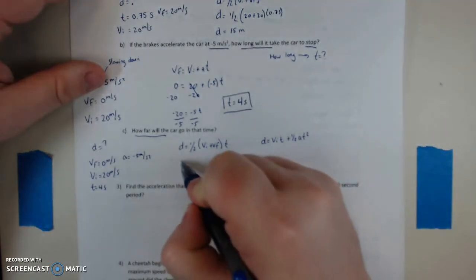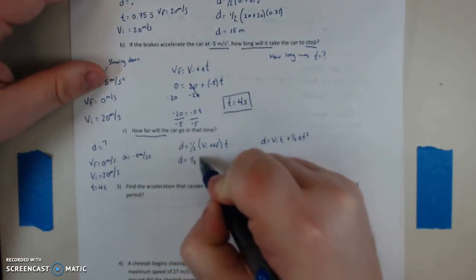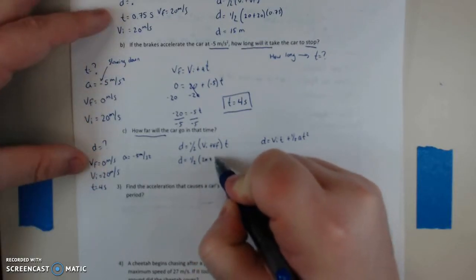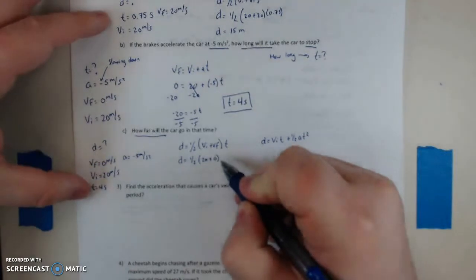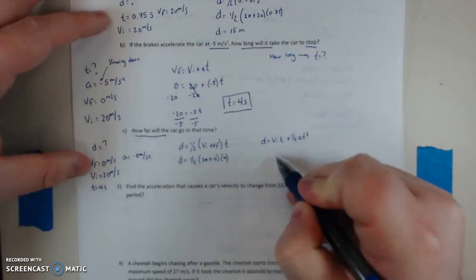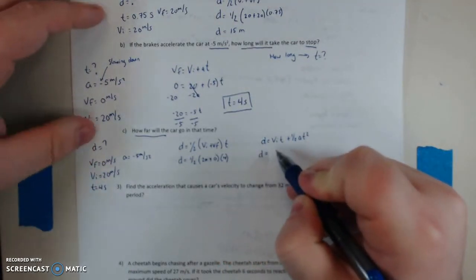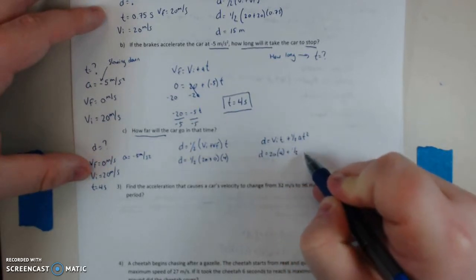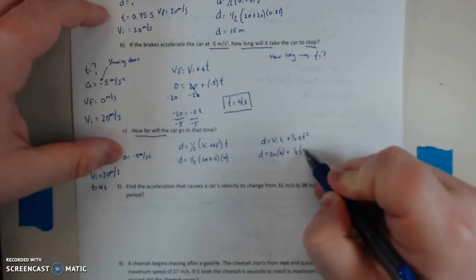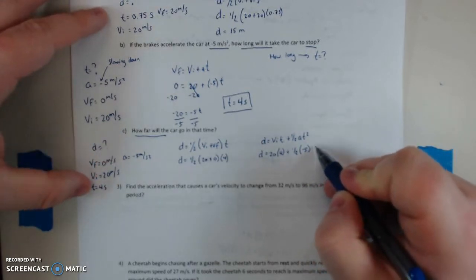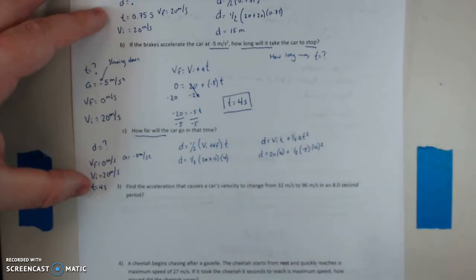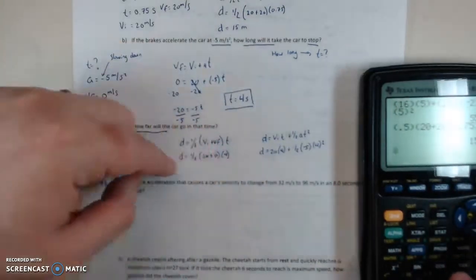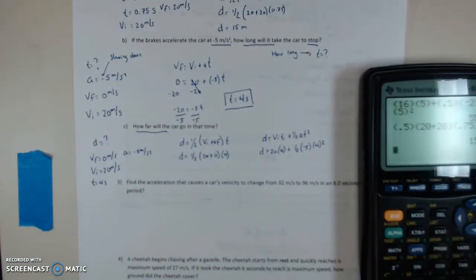All right, so if I plug into my first one, I have d equals 1/2, vi is 20, vf is 0, t is 4. Over here we have d equals, and vi is 20, t is 4, plus 1/2, a is -5 and t is 4, and that's squared. Both ways, if I enter the same exact thing in, because we are solved for d in both scenarios, we should get a correct answer.